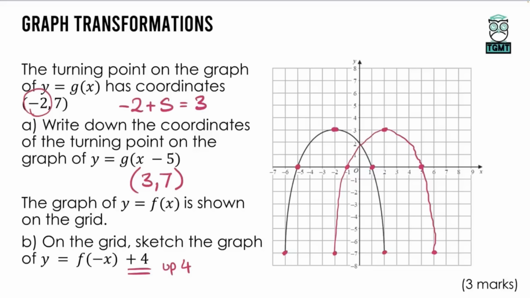So we can move each point individually. So this top point, at the very top where the turning point is, goes up by 4. I'll go up to 7. The 2 points that are on the x-axis there will go up to 4, just here. And then the 2 very bottom points that are down at -7 are going to go up to -3, just here. So there we go.